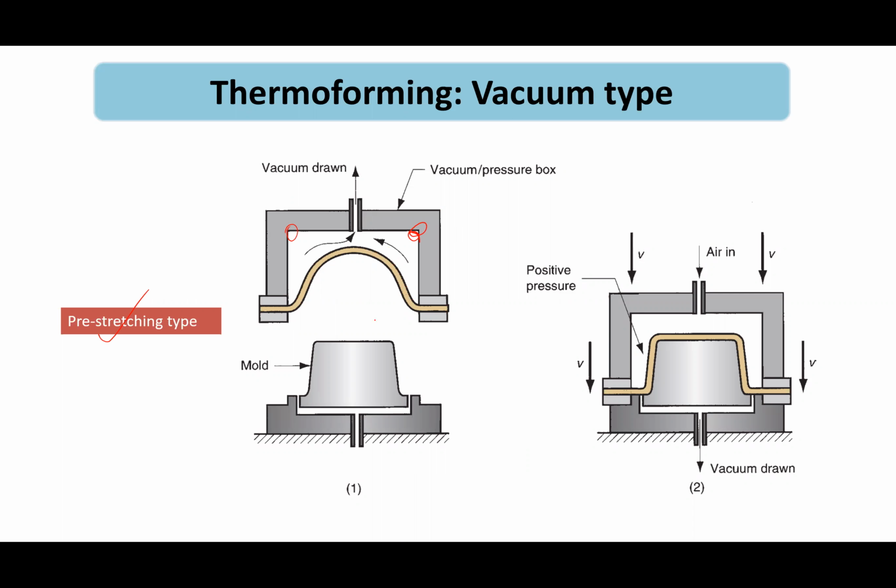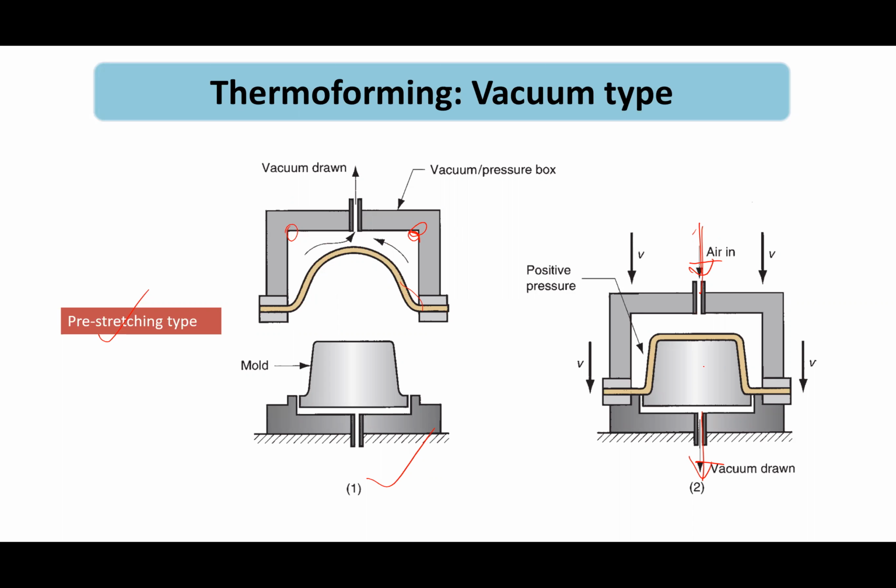Okay, and for positive type, you can use the vacuum drawn type. Okay, number one. And for number two, you pre-stress the material first to get the uniform thickness all over the material, and then you place it into the mold, and then you apply vacuum in this direction. And you can also apply the pressure, positive pressure, from this way to get the same effect.